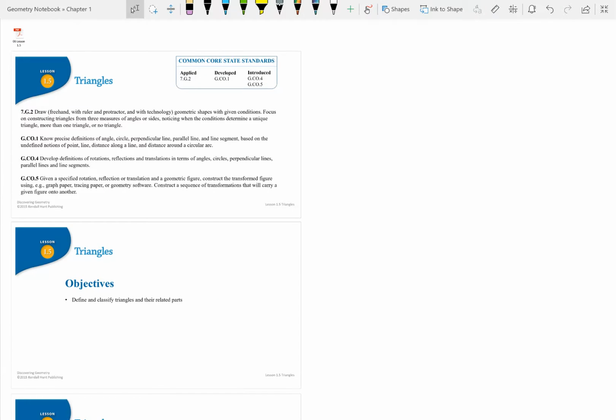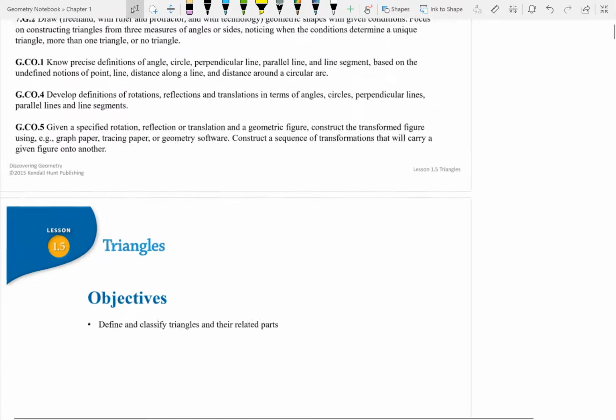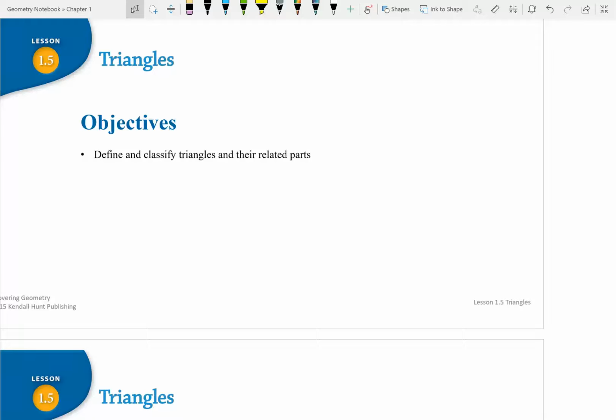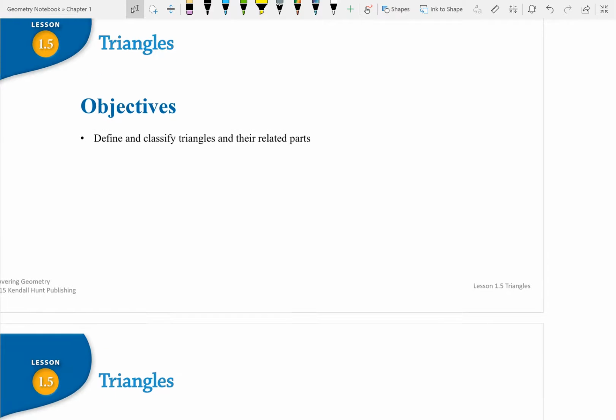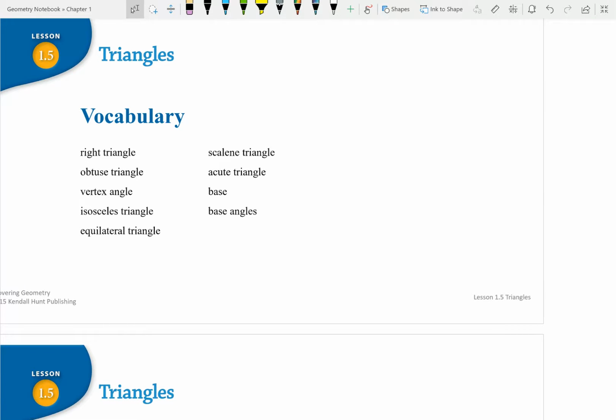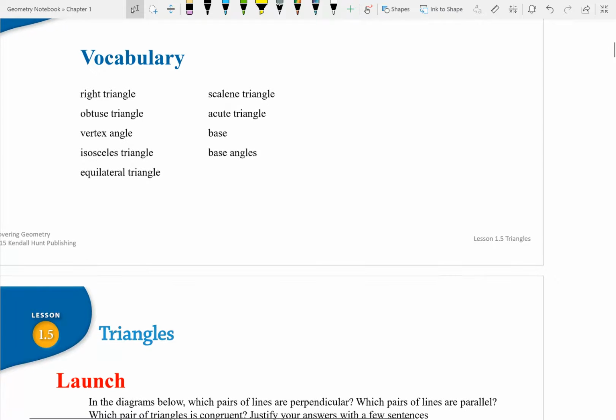All right, I'm going to go ahead and go over lesson 1.5. In this lesson, we're going to define and classify triangles and their related parts. The vocabulary will consist of right triangles, obtuse triangles, vertex angles, isosceles triangles, equilateral triangles, scalene triangle, acute triangle, base, and base angles.